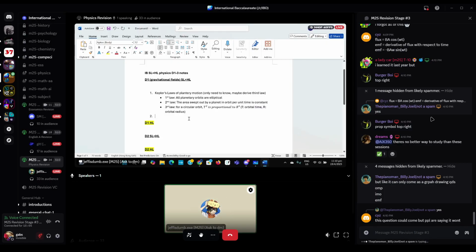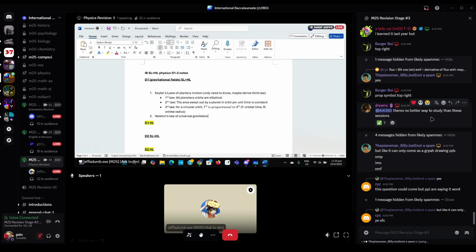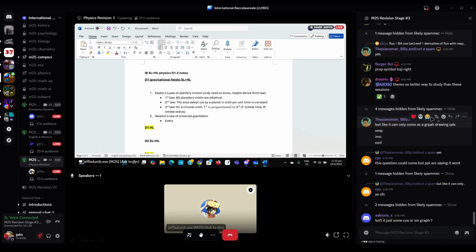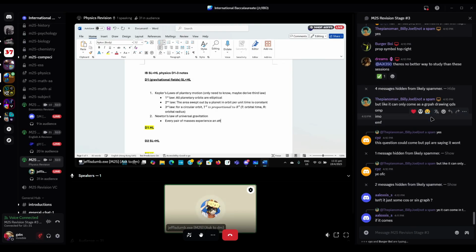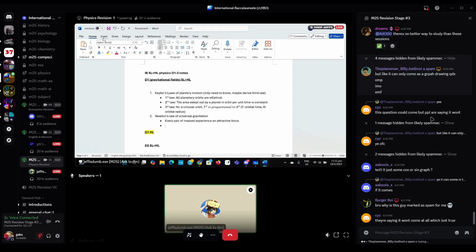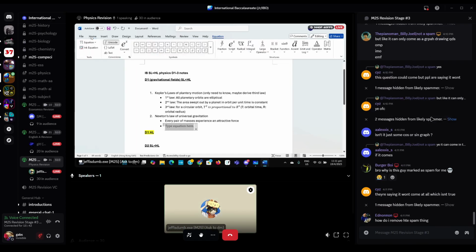So that's Kepler's laws. Now we move on to Newton's law of gravitation. Newton's law of universal gravitation essentially states that every pair of masses experience an attractive force. My physics teacher used to joke about people being attracted to each other.